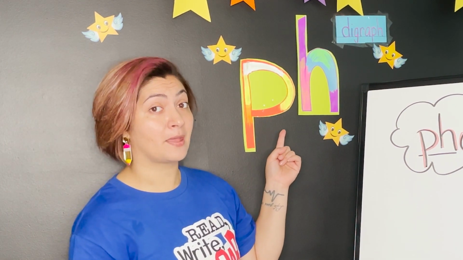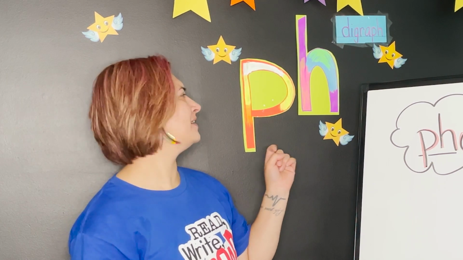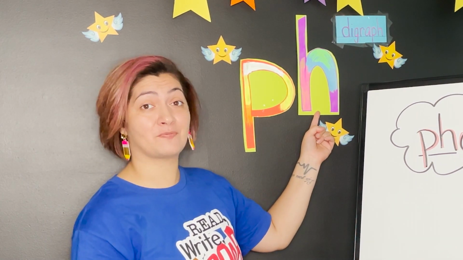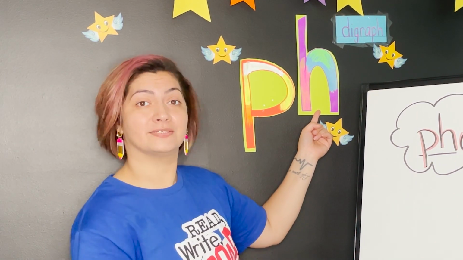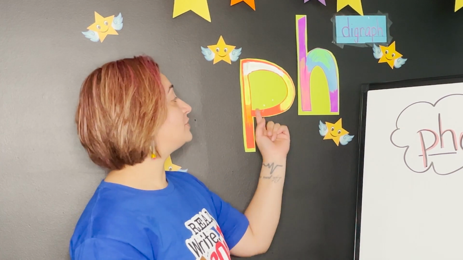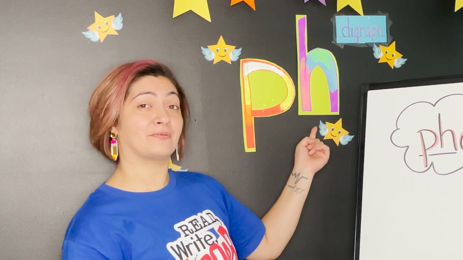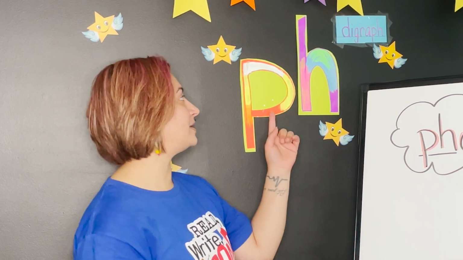P is a consonant. It represents the P sound. Good. H is also a consonant. It represents the H sound. Nice job. But together, they create a digraph, and they together only represent one sound. That sound is the F sound. So what sound does PH make together?